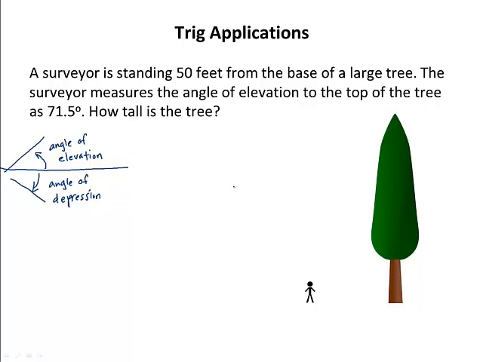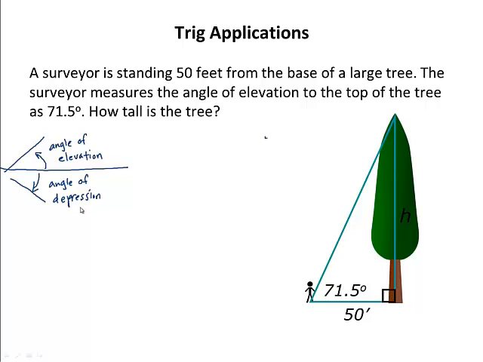So we have an angle of elevation to the top of the tree of 71.5 degrees. Here we have a right triangle, and the angle of elevation is this angle going up, looking towards the top of the tree. And the surveyor is 50 feet away from the base of the tree. What we're trying to find is how tall the tree is, so that would be the height of the tree. I'm going to call it H.